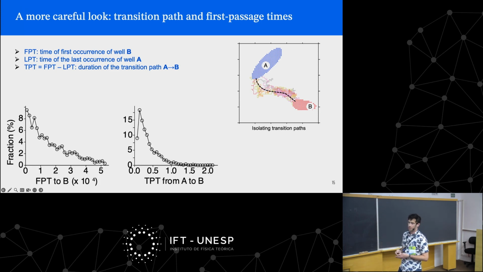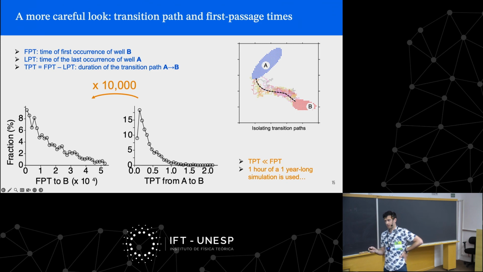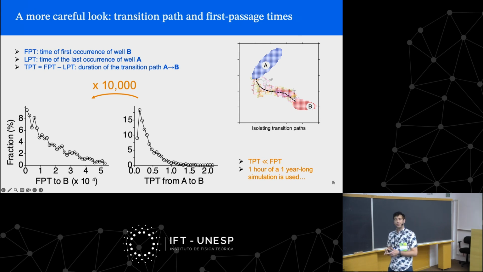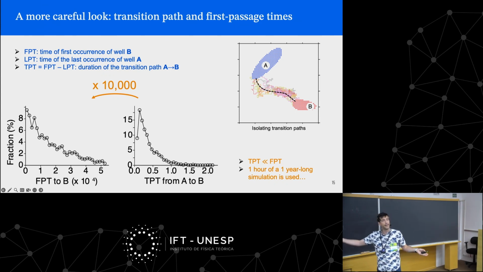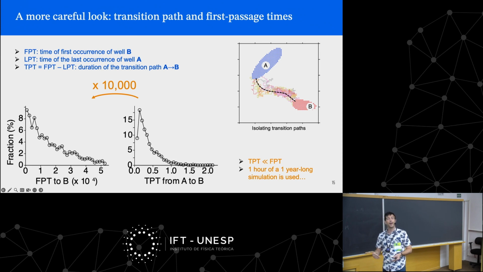So let's look a bit at their distributions. This would be the distribution of the first passage time, and this would be the distribution of the transition path time. The thing to notice here is that this one is 10,000 times smaller than this. This relates to what I was presenting in the beginning, that you have this inequality, and it's very annoying because if I take back my example, by definition, I have to run the simulation for the whole first passage time. This is when I end up in the states that interest me, so I cannot escape it.